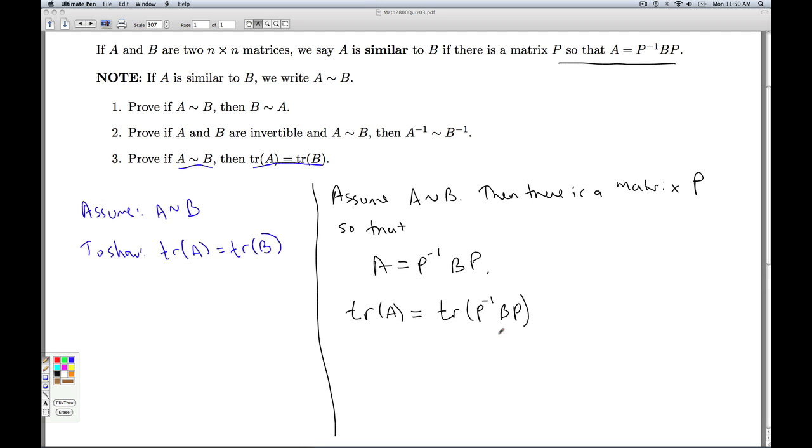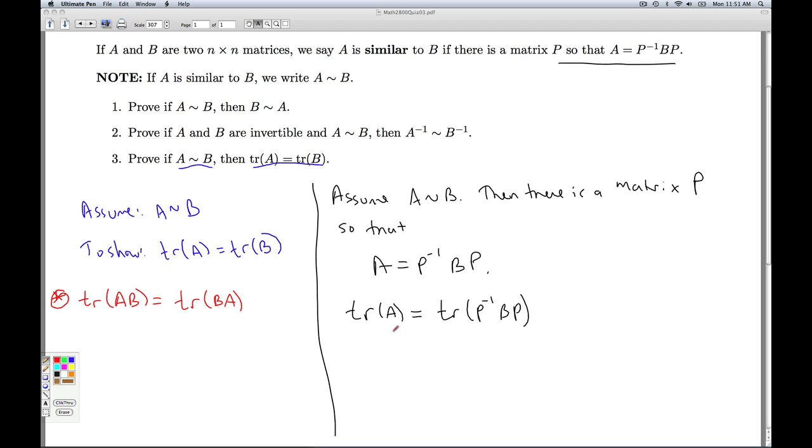Well, we don't have to, because we already did a lot of work on the trace in the last checkpoint quiz. In particular, we showed this, that the trace of a product of two n by n matrices is that the trace of A times B is the same as the trace of B times A.